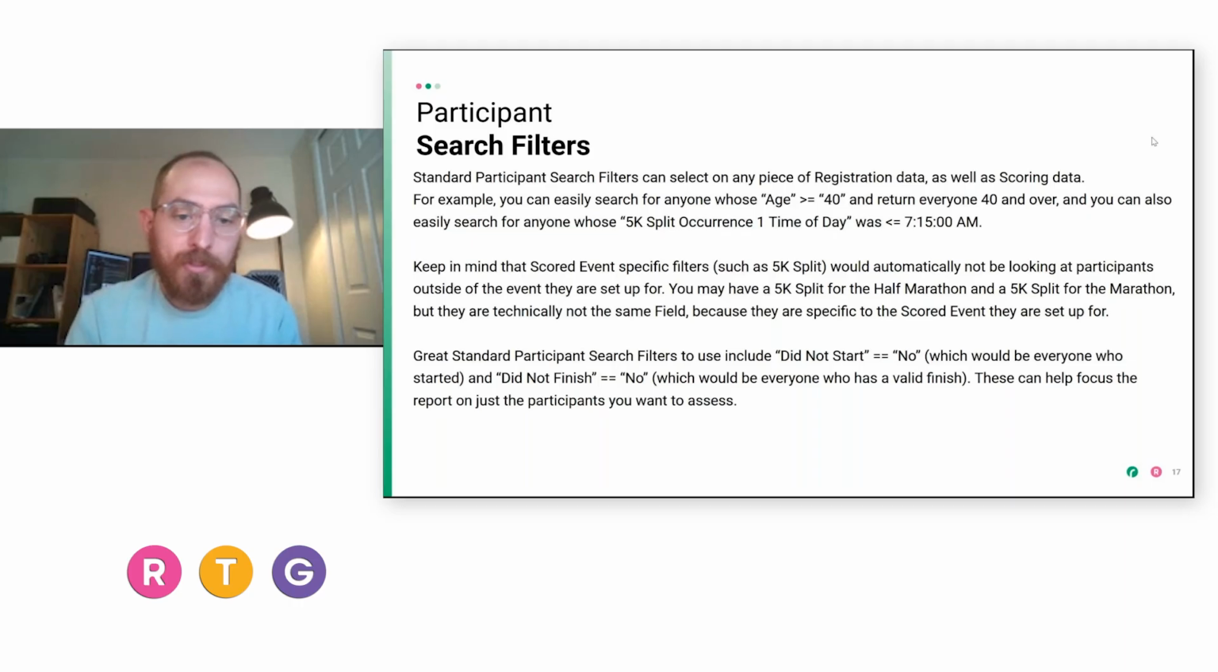So some really nice ones you can use are the did not start and the did not finish fields. Basically, if you set did not start to no, it would list everybody who started the race. We automatically lift those fields when they are detected on the course or they get a start read. And did not finish equals no, which is anybody who has a valid finish. These can help focus the report on just the participants you want to actually assess. So if you write a filter and it's showing you all of these participants that didn't even show up today, that's when you can use that did not start participant filter to make sure you're getting rid of anyone who really didn't show up that day.